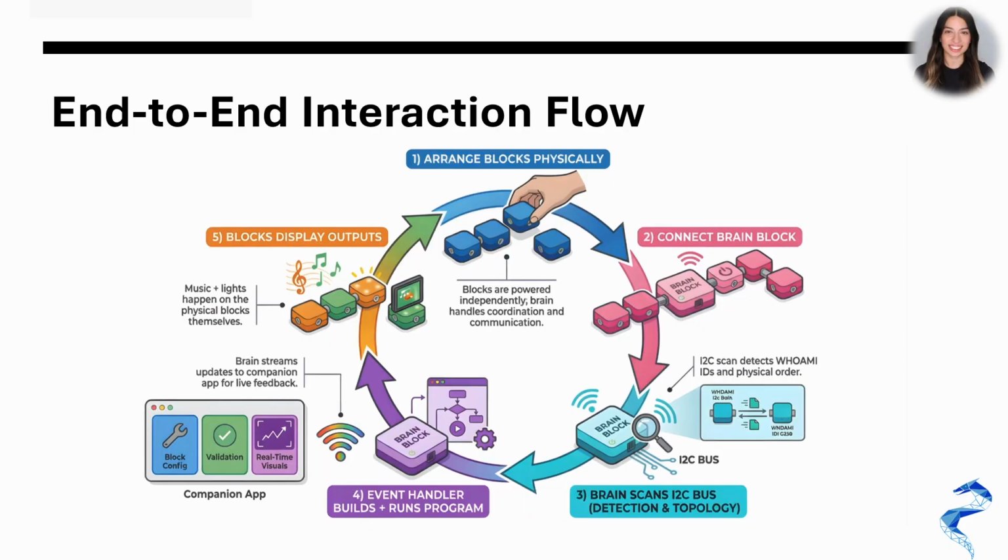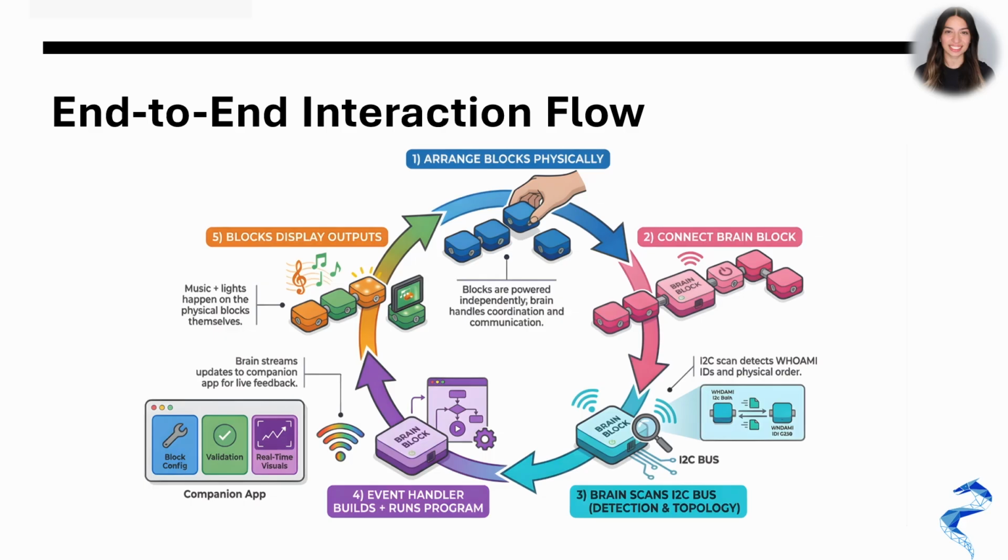So to understand how our system functions, let's look at the full end-to-end flow. It starts with the physical world. Users arrange physical blocks to form their logic. While each block is powered independently to ensure stability across the chain, the brain block acts as the conductor for communication and orchestration. Once connected, the brain block performs an I2C bus scan. It identifies each block by reading its unique "Who am I" ID and determining its specific physical order in the chain. This physical topology is then translated into a structured program representation that our software can understand.